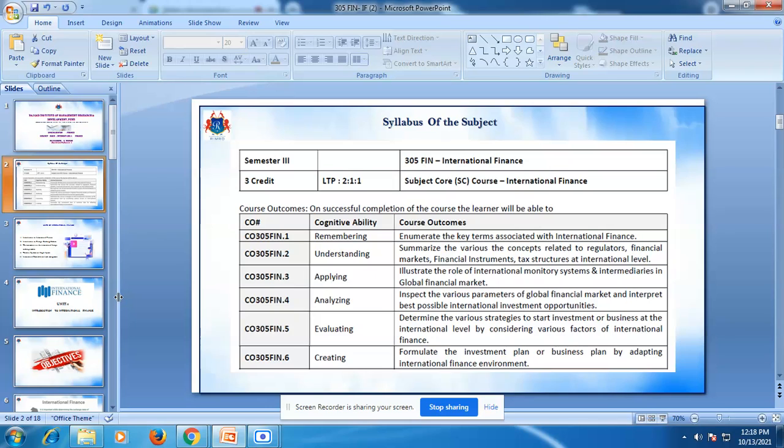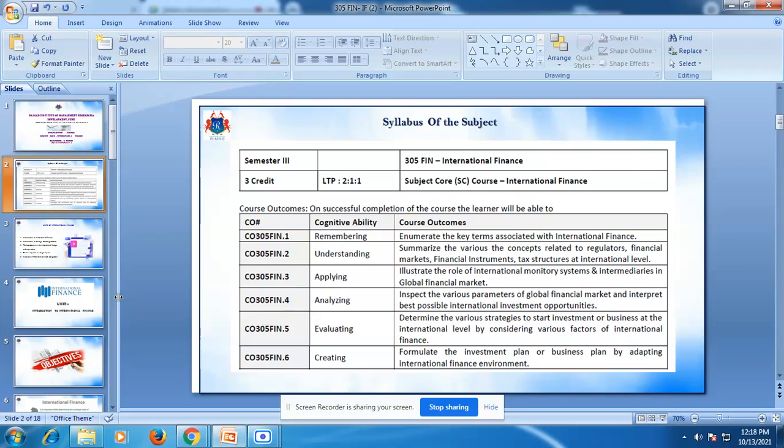The next part is course outcomes. Course outcome means on successful completion of the course, the learner will be able to understand these concepts. The first course outcome is to enumerate the key terms associated with international finance. The second course outcome is to summarize the concepts related to regulators, financial markets, financial instruments, and tax structure at the international level. The third course outcome is to illustrate the role of the international monetary system and intermediaries in the global financial market.